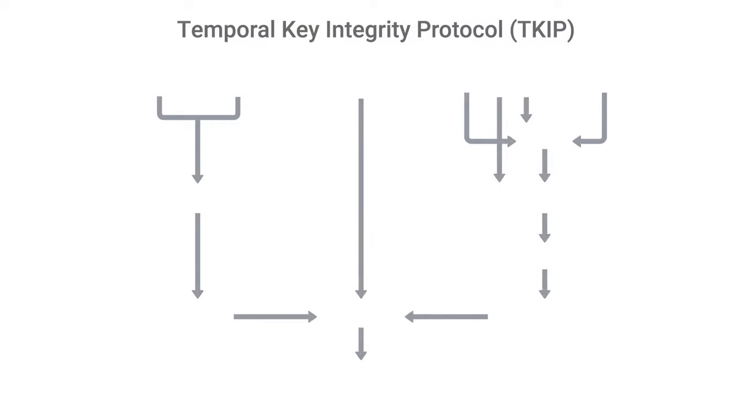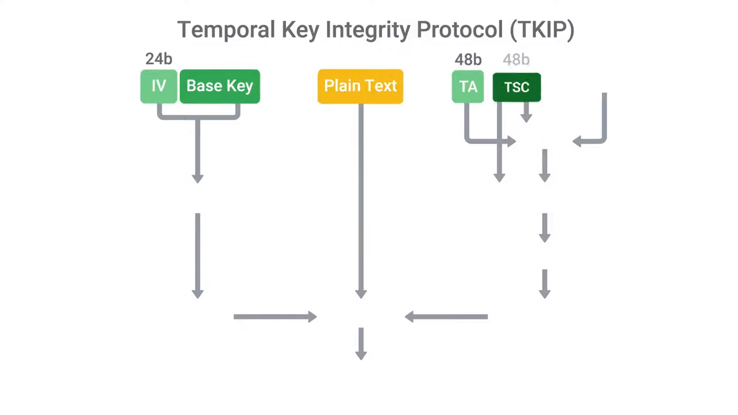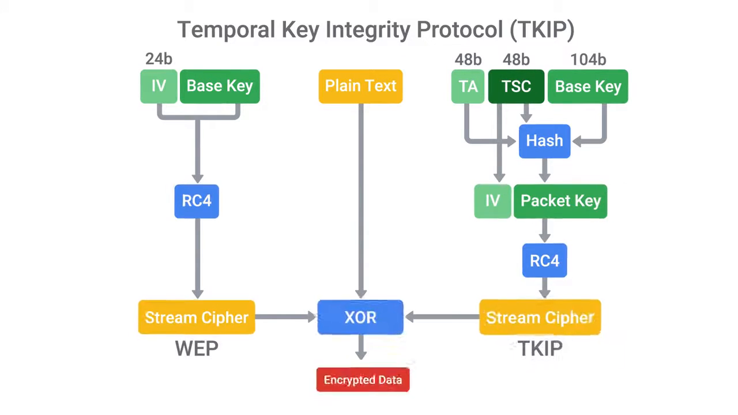TKIP still used the RC4 cipher as the underlying encryption algorithm, but it addressed the key generation weaknesses of WEP by using a key mixing function to generate unique encryption keys per packet. It also utilizes 256-bit long keys. This key mixing function incorporates the long-lived Wi-Fi passphrase with the IV. This is different compared to the simplistic concatenation of the shared key and IV.